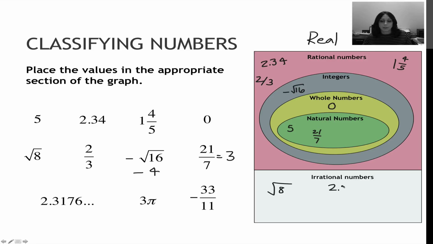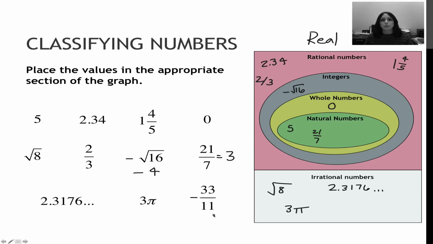2.3176... means that it is not going to stop and it's not going to repeat, so it's a non-terminating, non-repeating decimal, which means it's irrational. 3 pi, well, we already talked about pi being irrational, so 3 pi would also be irrational.